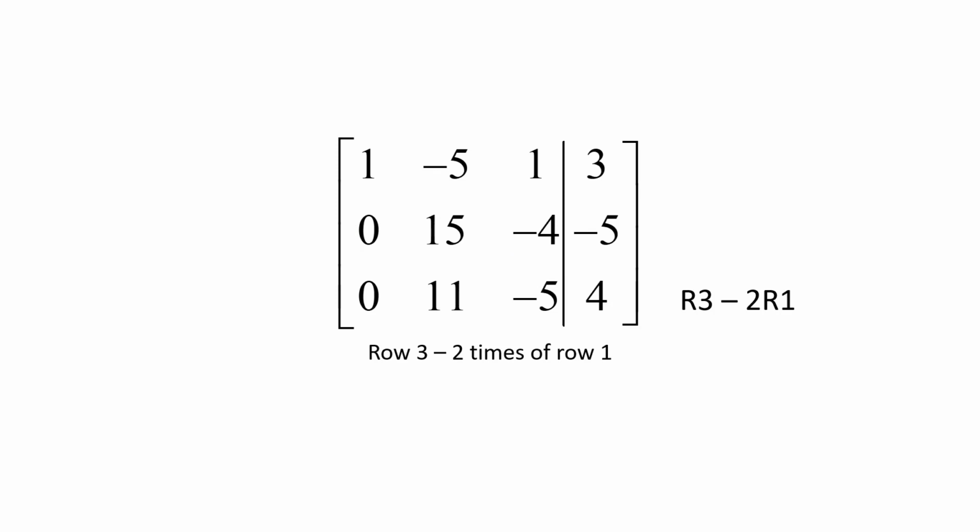Right? So the very next step is probably to divide row 2 by 15, so I can make the 15 into 1. And then I just continue with this, adding a multiple of a row to another.